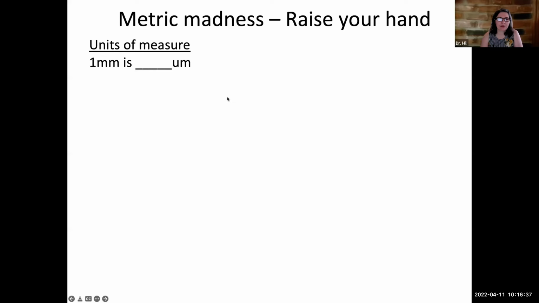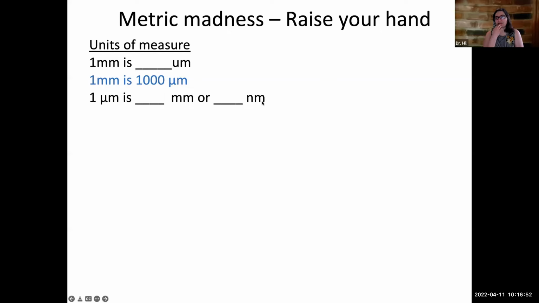Correct. 1 millimeter is 1,000 micrometers. Good job. Okay, now into the chat, you're going to put this and then that. So 1 micrometer, which is what we use to measure cells, is either what in millimeters or what in nanometers. So do those conversions.